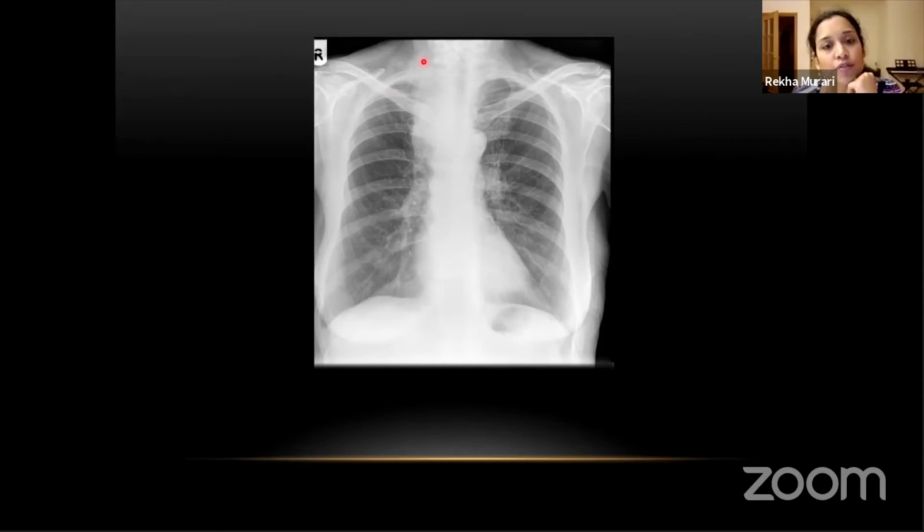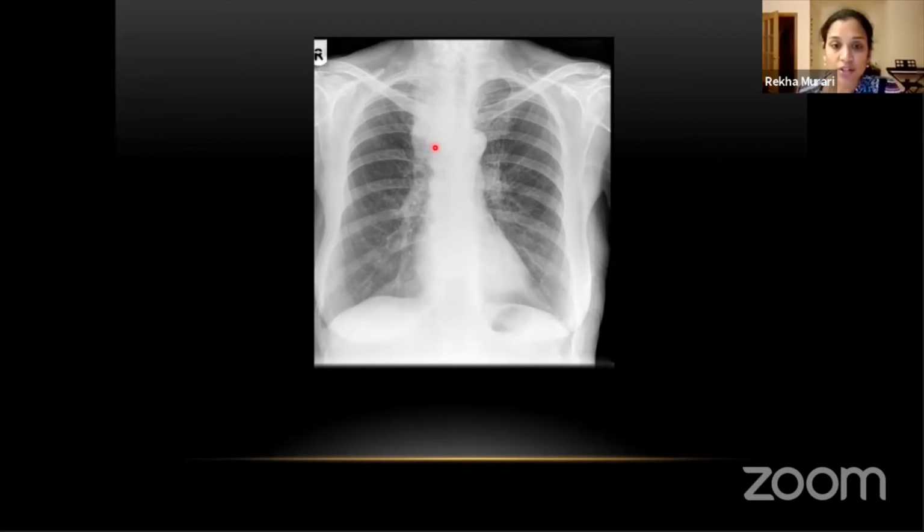But here, if you follow my pointer, I can actually draw a line up till here like that, which looks much denser compared to the left side. And it's got that concave border to it. So this is a classical example of widening of the right paratracheal stripe that I was speaking of as one of the review areas. If you can appreciate, this is much denser than the left side. It's got a concave border and there's widening. It's way beyond 3 to 5 millimeter.